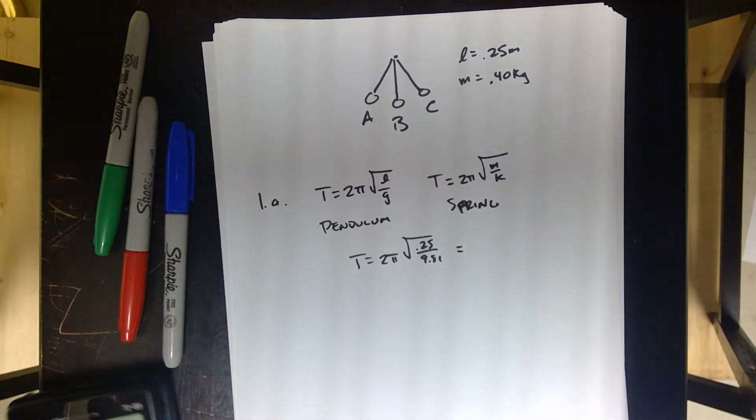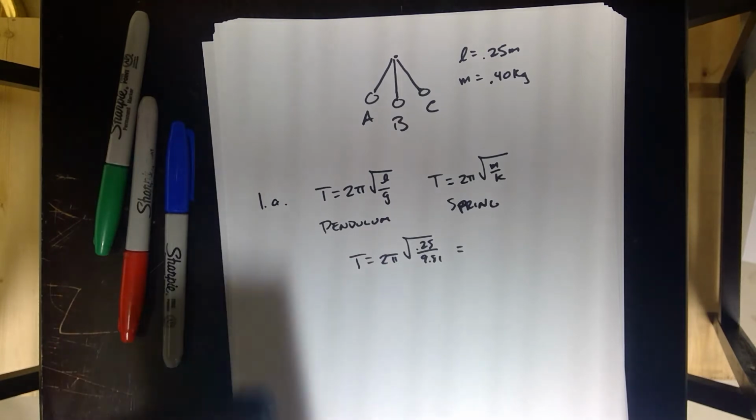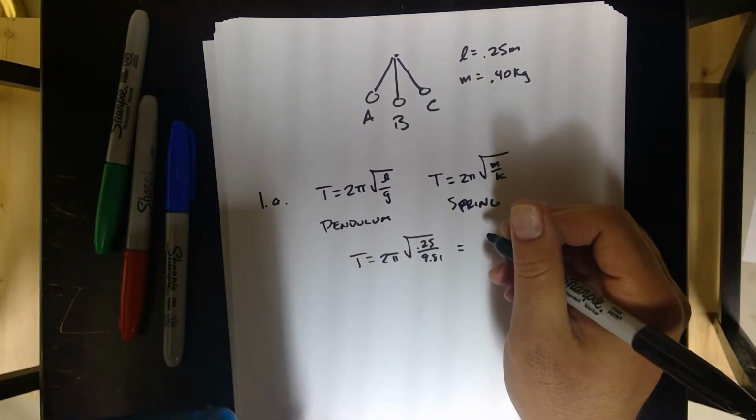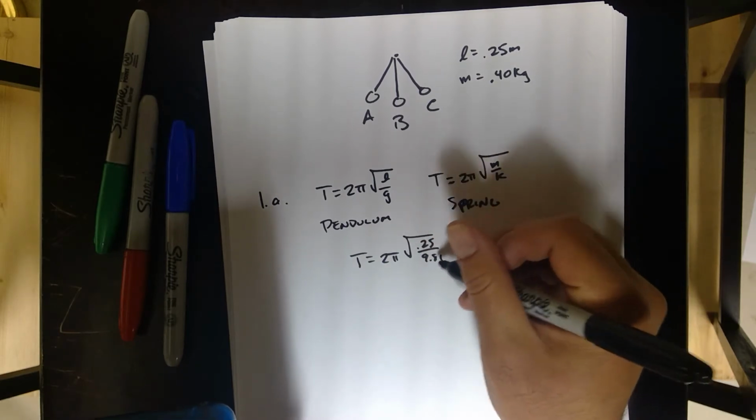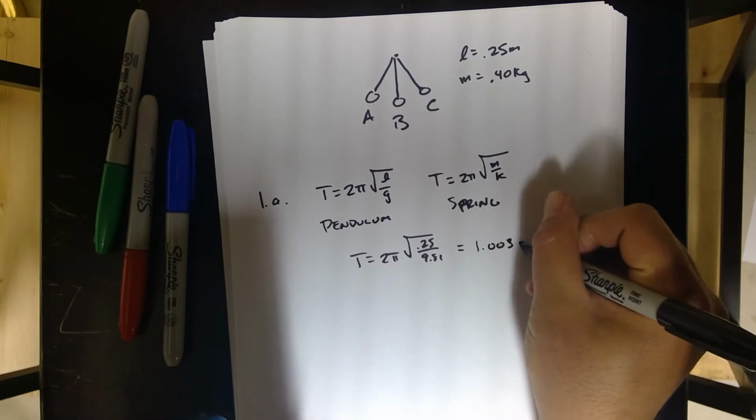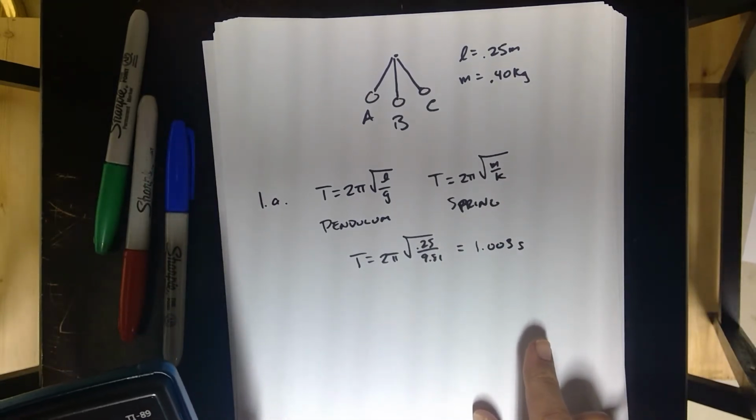You want to evaluate that out. Don't leave your answer in terms of pi. A lot of times your math teachers would like it if you did that, but in physics class, if we're looking for a numerical value, I would say all throughout the entire class, always get out of pi. So 2 pi times the square root of 0.25 divided by 9.81 gives me 1.003 seconds. I'll round at that point; it's probably a reasonable place to round.